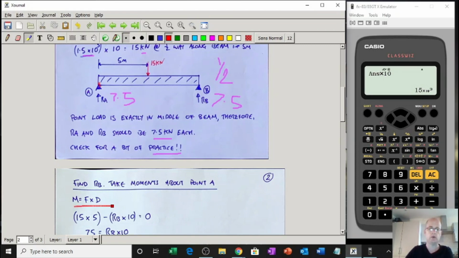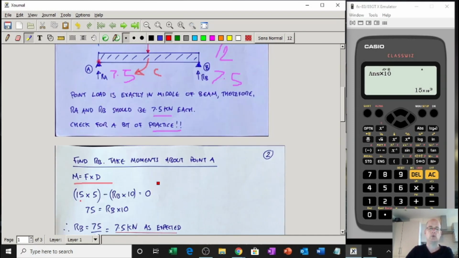So we know moment is force times distance. Here's my first force, it's the 15. Because moment is force times distance, how far away is this 15 from this point? 5 meters. So 15 times by 5. There's the pivot point. This force is trying to make this beam go that way, which is clockwise, so we'll leave it as a plus.